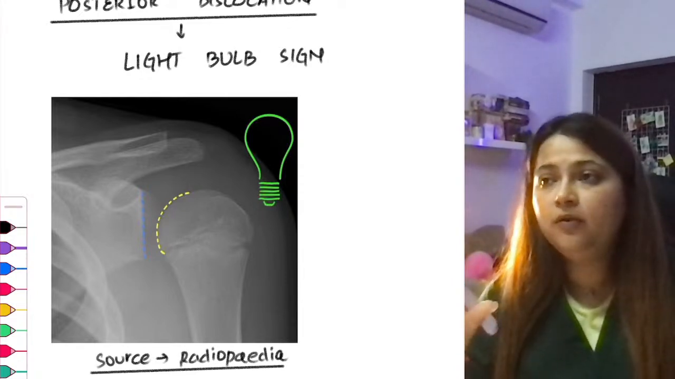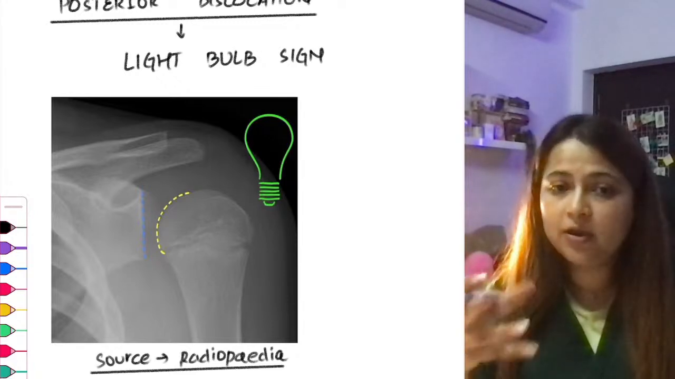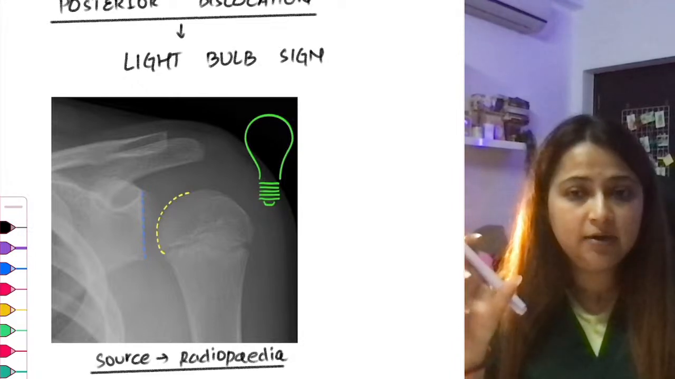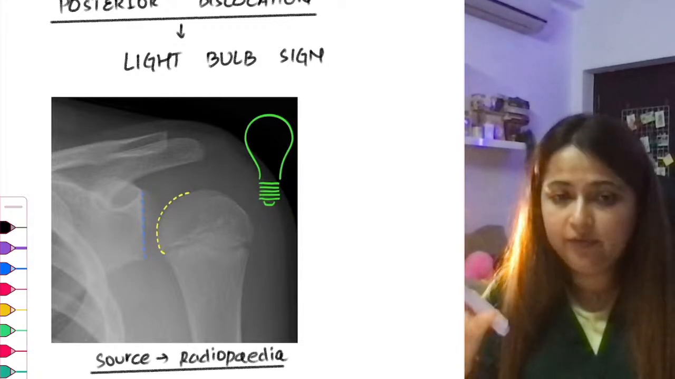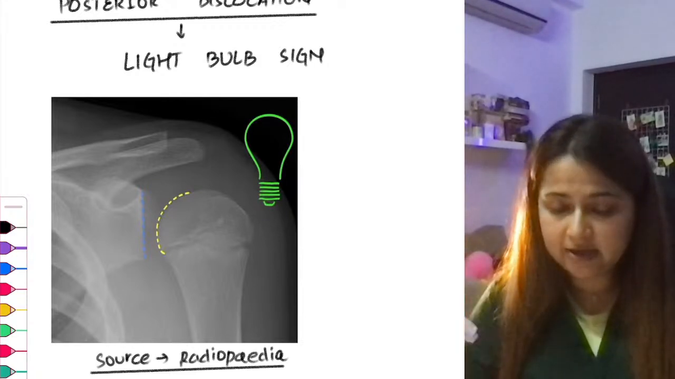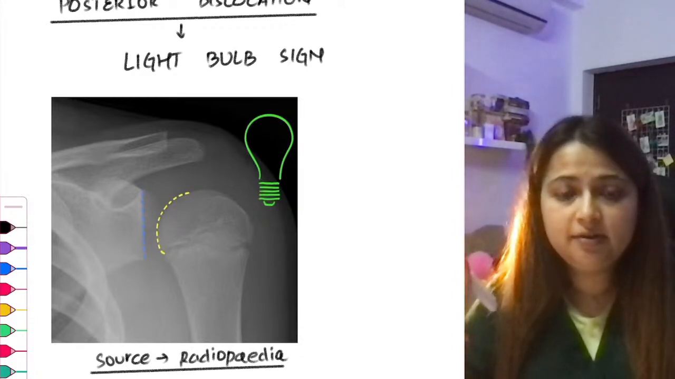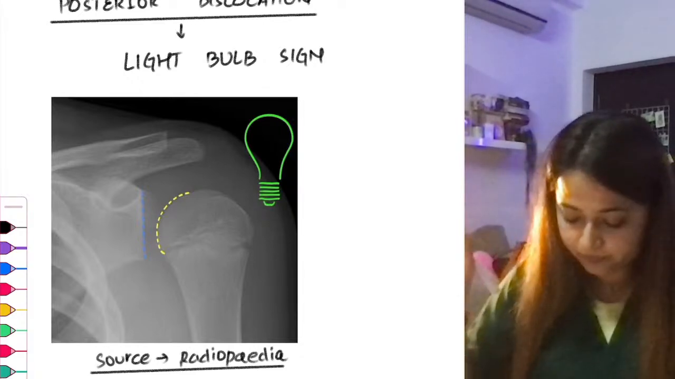So guys, you have to filter the content. You don't have to read everything because you cannot obviously revise everything, right? So only the high yield and the keywords you should be knowing. Here what you are seeing is the light bulb sign. Whenever you see this light bulb sign, you would be talking about the posterior dislocation of the shoulder.